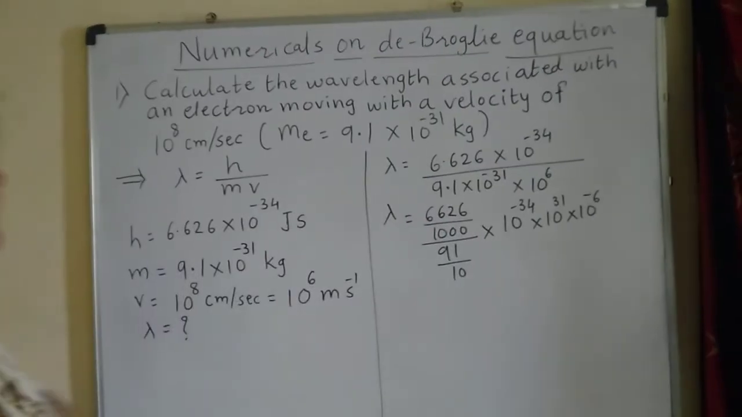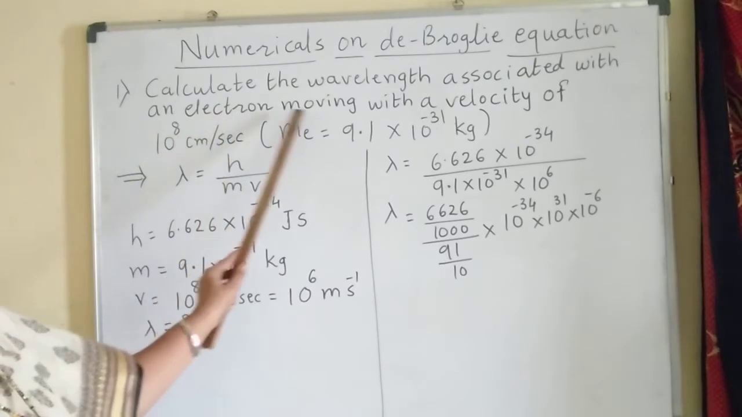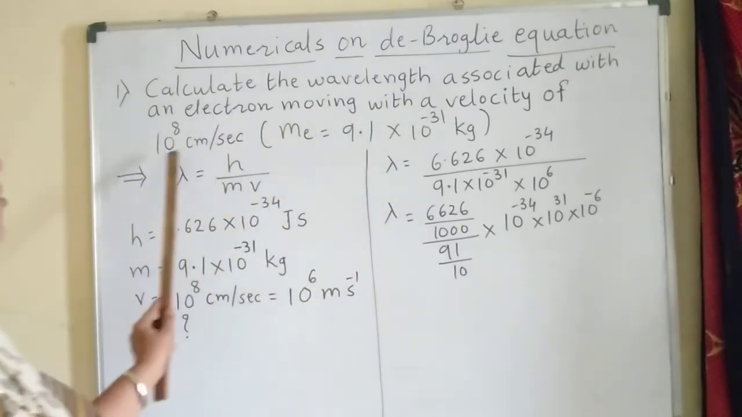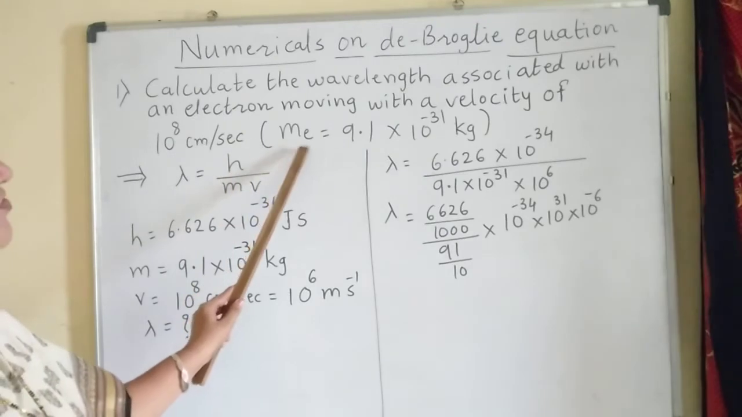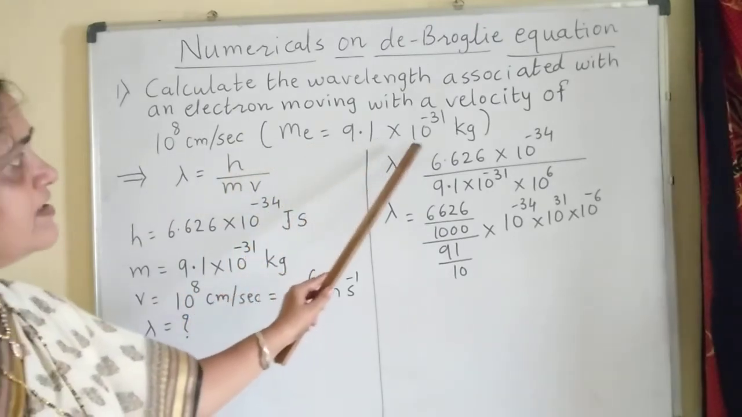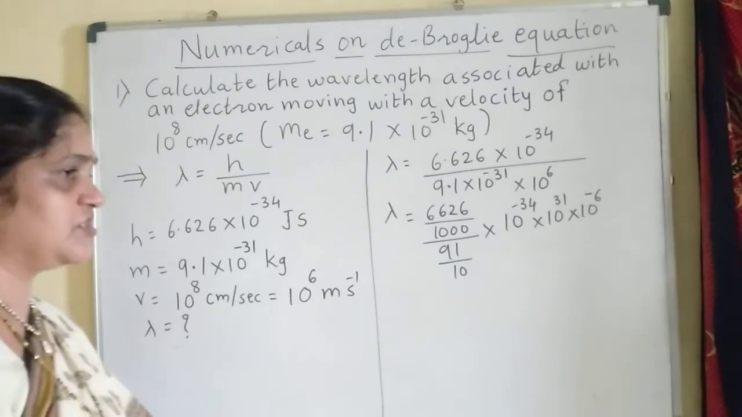The first numerical is: calculate the wavelength associated with an electron moving with a velocity of 10 raised to 8 centimeter per second. Mass of electron given 9.1 into 10 raised to minus 31 kg. Now we have to solve this equation.